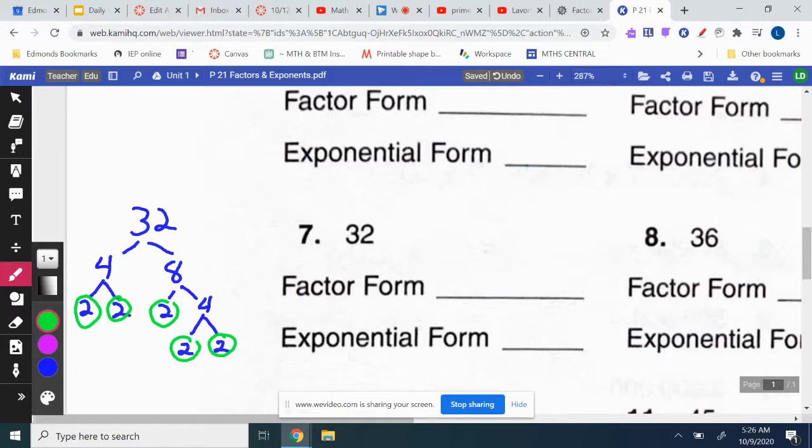So I'm going to write it in factor form. 2 times 2 times 2 times 2 times 2. Or quickly I can write it in exponential form. My base is 2, and I have 1, 2, 3, 4, 5 2's. So this is 2 to the 5th power.